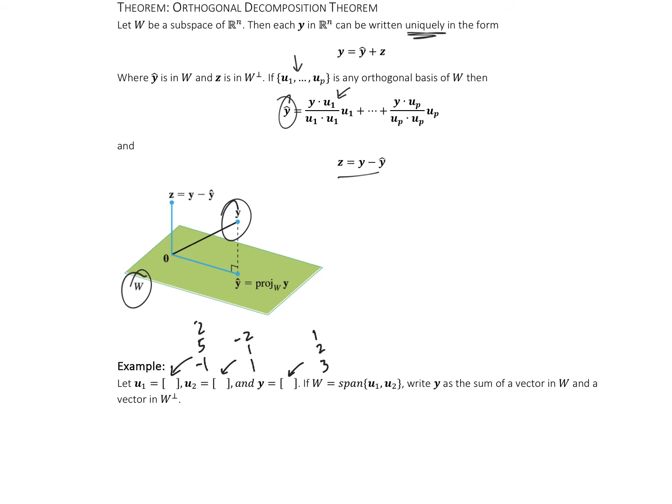Okay, so if W is the span of U1 and U2, we want to be able to write Y as a sum of a vector in W and a vector in W perp. The vector in W is what we get as my Y hat, and the vector in W perp is my Z vector. So this would be Z, and this one is Y hat.